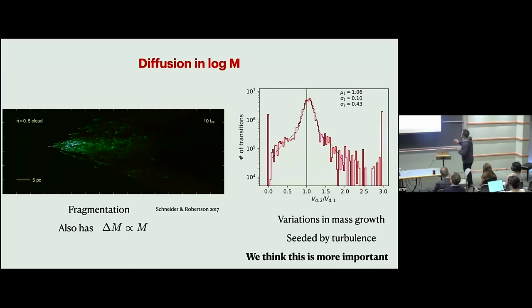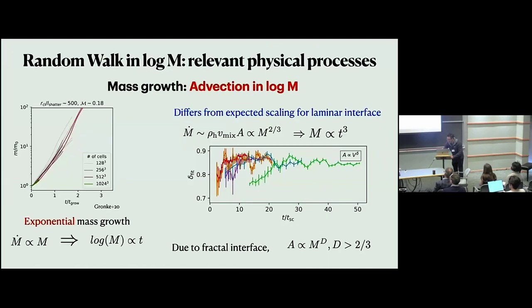But the thing is that if you look at the tracer particles, this is roughly symmetric distribution about the mean growth rate, which is slightly, you know, this ratio is slightly bigger than 1. And you can fit this with a double Gaussian. But there's often times when the growth is faster than normal. So we think this is basically seeded by turbulence, seeded by fluctuations in the area. And so we think this is the more important process. So these two things are essentially self-similar, right? It's something that you would expect in a geometric random walk, advection in log m, diffusion in log m.